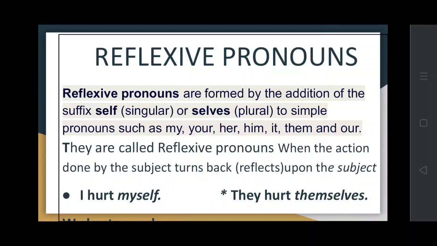Now, they also indicate that the object of a verb is the same as the subject, or we can say when the action done by the subject turns back or reflects back upon the subject. For example, I hurt myself, they hurt themselves. So here the pronoun they is reflecting back again as themselves.